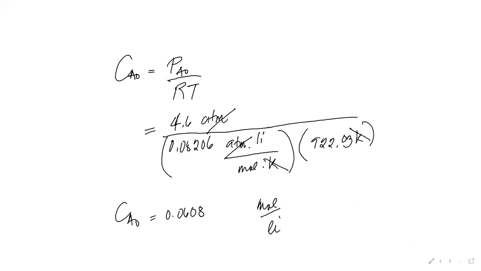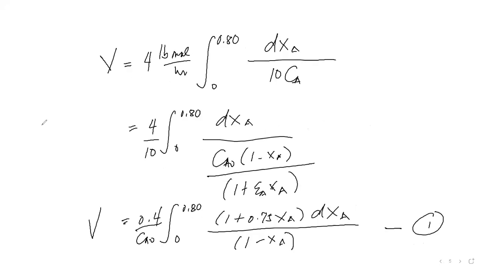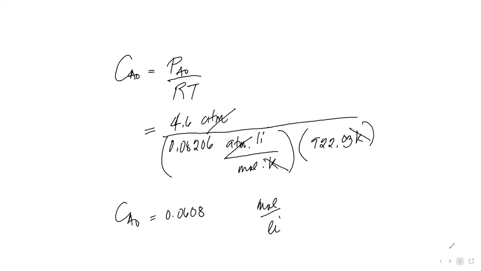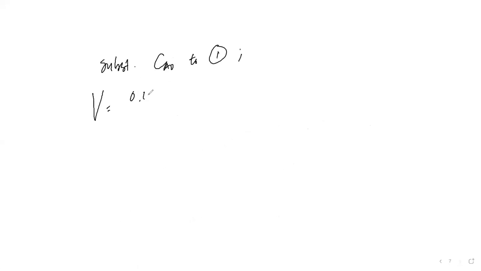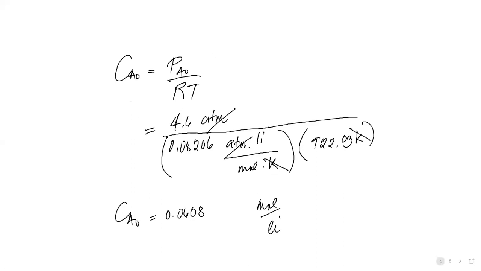So now you know the CaO, you go back to equation 1. So substitute CaO to equation 1. Your equation 1 requires you to solve for the volume. And that would be 0.4 divided by the CAO. So 0.4 divided by 0.0608, and the corresponding value of the integral that you will be getting if you will let Mr. Casio do it for you.